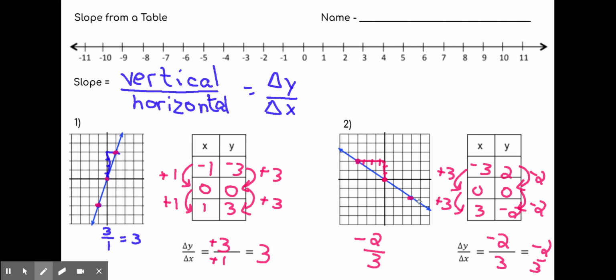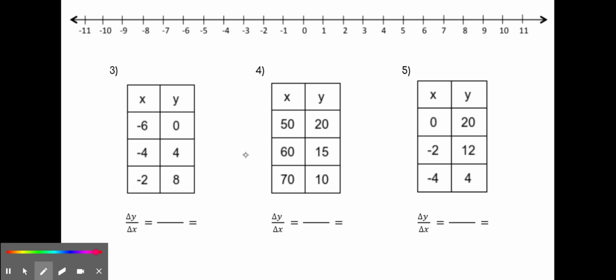So we can find it from a graph. We can find it from a table. Okay, so we don't have to graph the points every time. We can just do it from the table. So remember, we want the change in y over the change in x. So look at the change in y here.